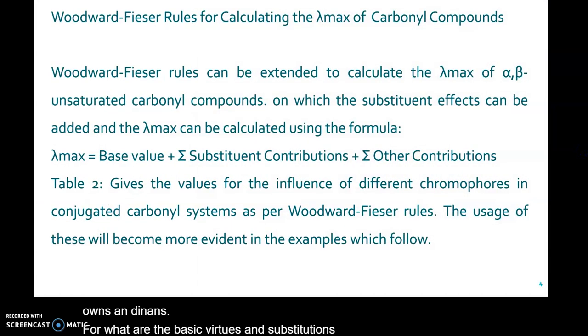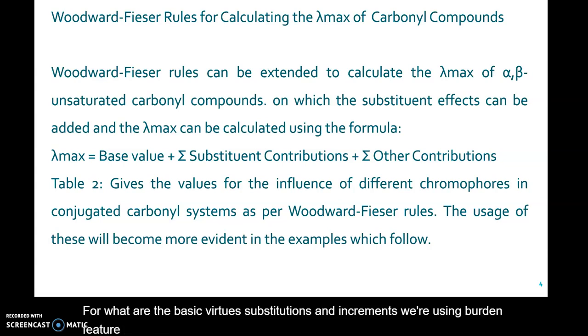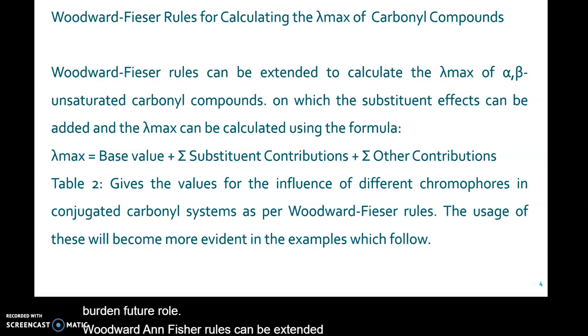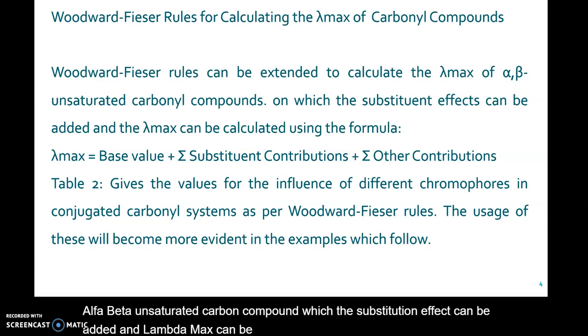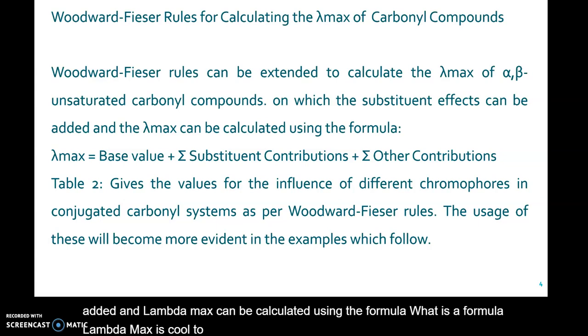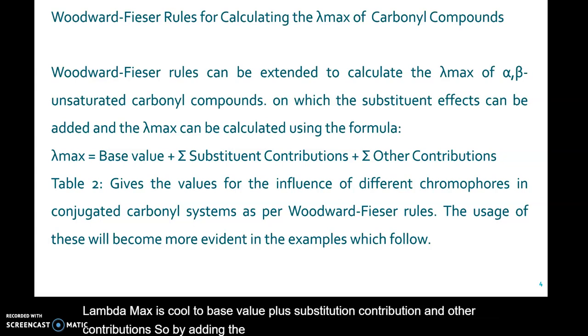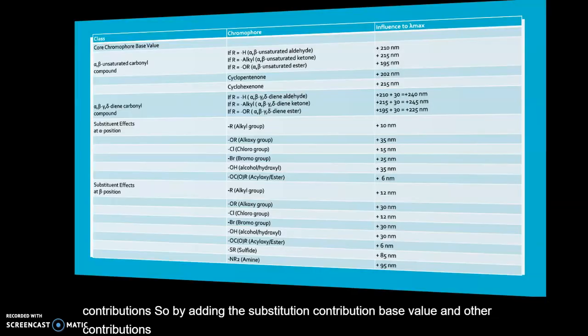We are using the Woodward and Fieser rule. Woodward and Fieser rules can be extended to calculate the lambda max of alpha beta unsaturated carbonyl compounds, on which the substitution effect can be added and lambda max can be calculated using the formula. What is the formula? Lambda max is equal to base value plus substitution contribution and other contributions. So, by adding the substitution contribution, base value and other contributions, we can calculate the value of lambda max.